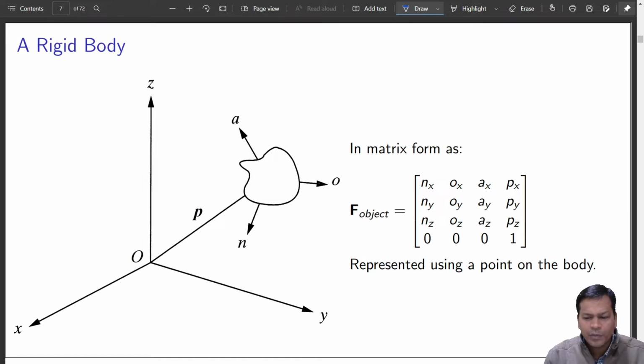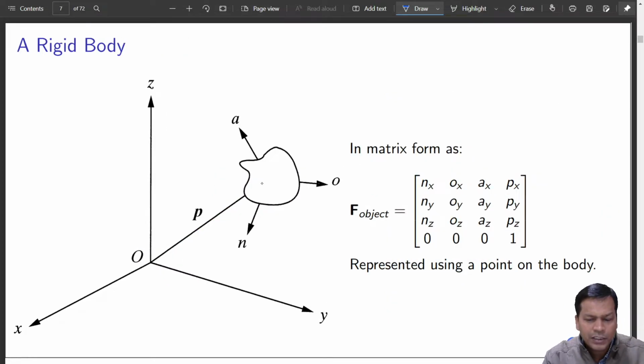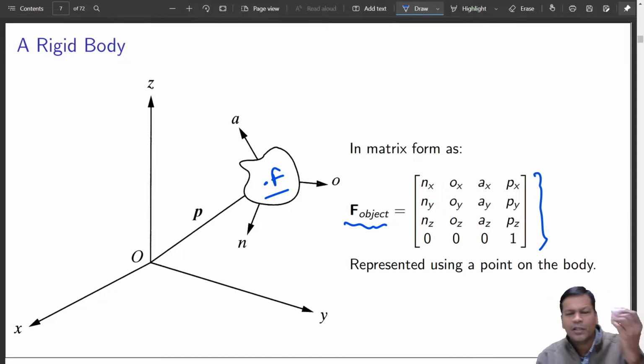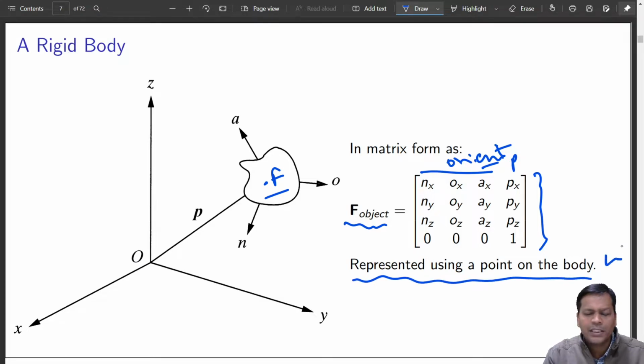Now a rigid body, you have seen, can also be represented, not just a frame. A frame may be attached to a rigid body, and again you can represent that object as a whole. I assume this object is not a deformable object, it is a solid object. So this is your position, this is your orientation. Got it? So this is how an object is represented in space.